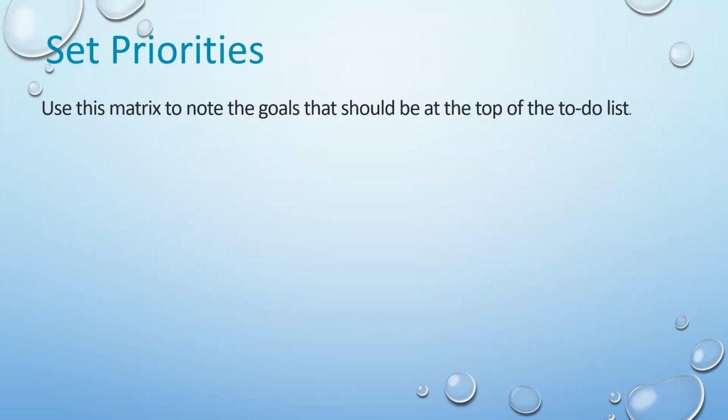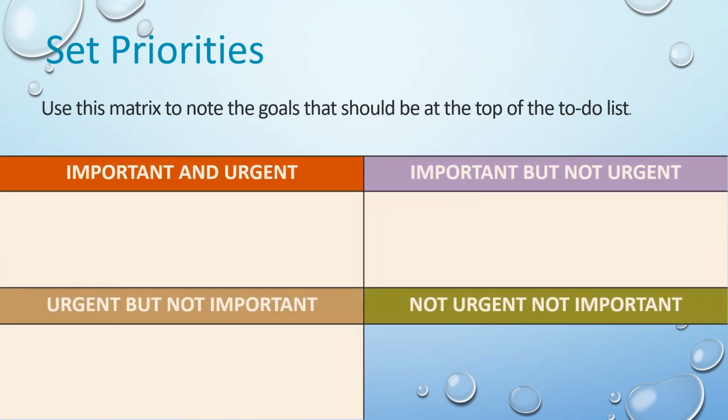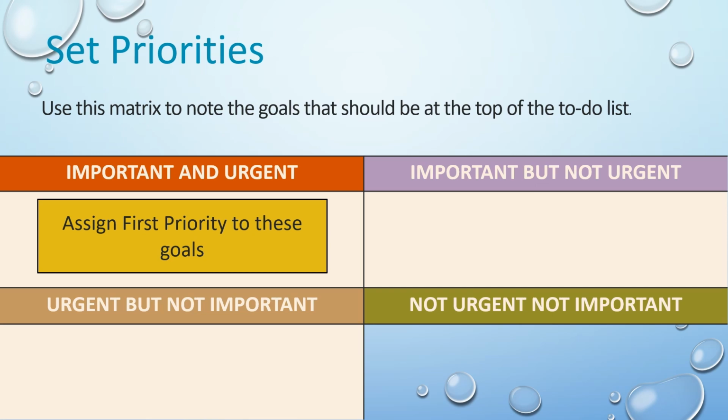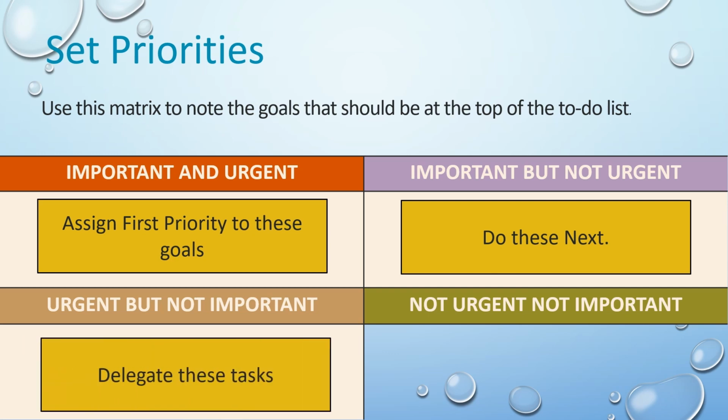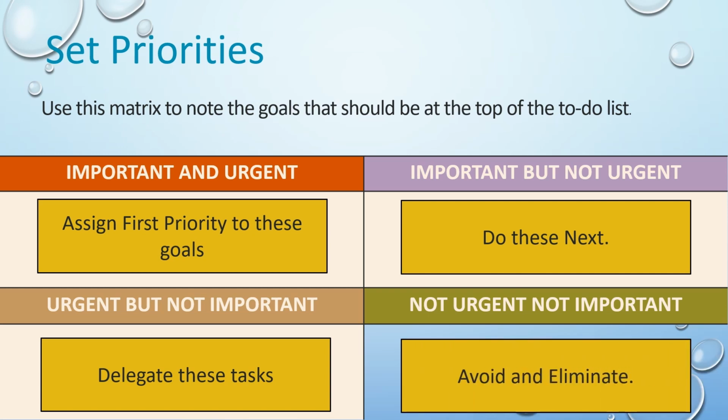Once you have created your SMART goals, the next step is to prioritize them. You can use this matrix to note the goals and where they fit in. The urgent and important goals are first priority. Next comes important but not urgent. This is the quadrant of productivity. Complete these tasks next. The tasks which are urgent but not so important should be delegated or done third. And most importantly, the tasks which are neither urgent nor important should be avoided and eliminated.